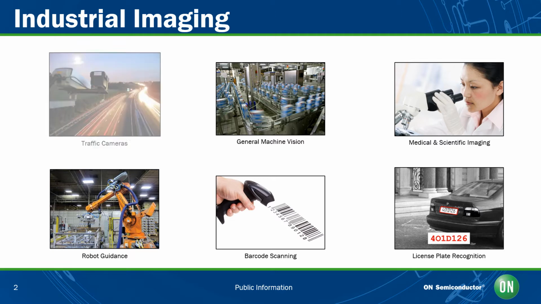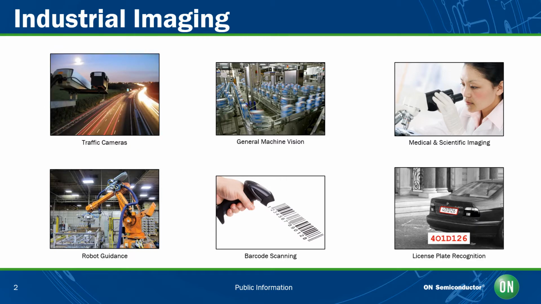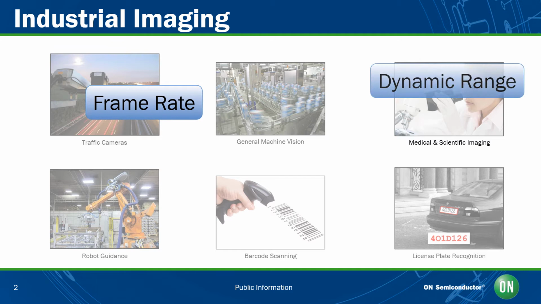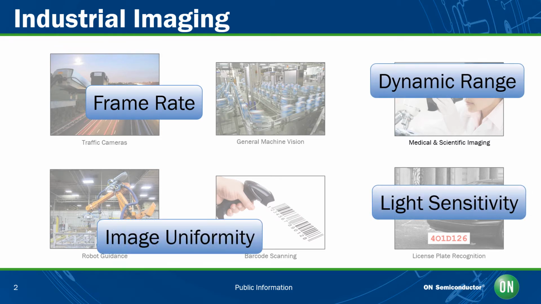Applications ranging from traffic monitoring and license plate recognition to barcode scanning, robot guidance, machine vision, and more are built around imaging systems and the productivity benefits they can bring to these applications. Since the specific needs of these different applications can vary greatly, the critical parameters used to select the most appropriate imaging system can also vary by application, sometimes requiring high frame rate, others broad dynamic range or low light sensitivity, or some different imaging parameter.